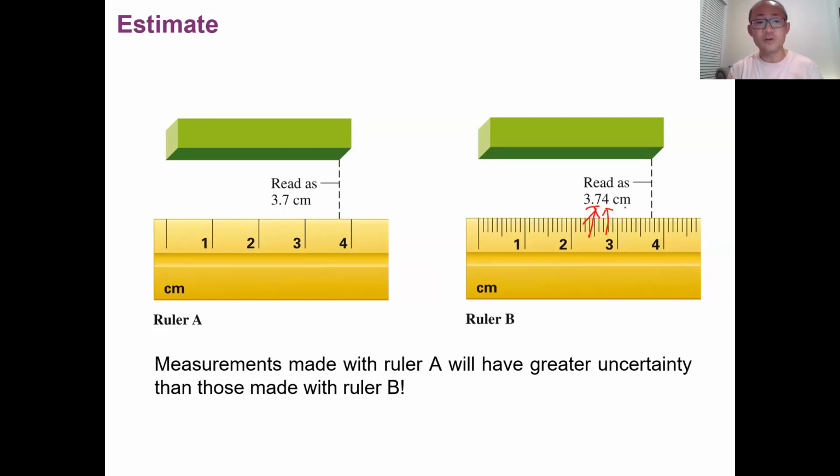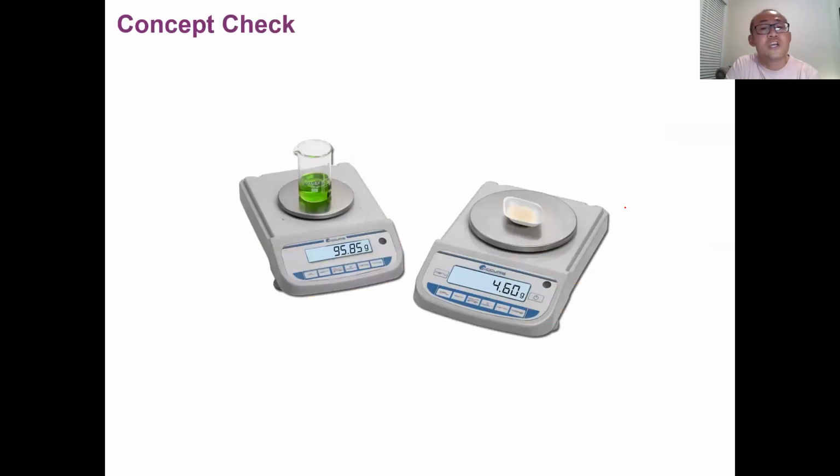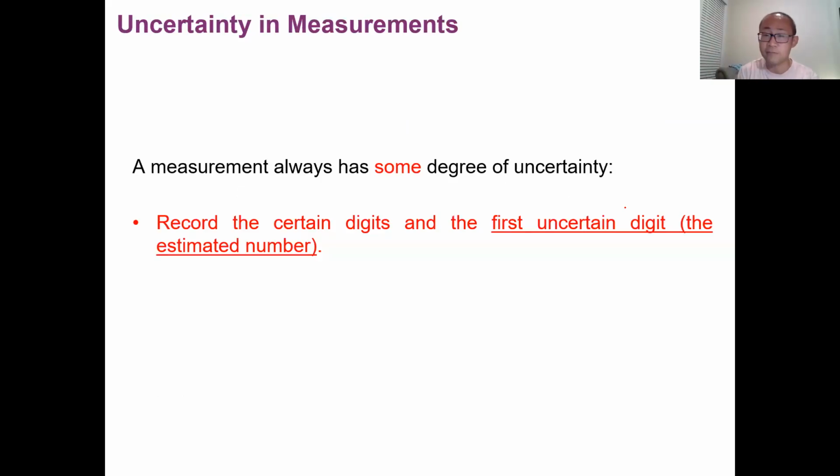Only one digit. So now we can see that because different rulers come with different uncertainty, a measurement made with ruler A will have greater uncertainty, because with ruler A you can only estimate to the what? To the 10th. But with ruler B you can actually estimate to the 100th. So different rulers have different uncertainty. The first one has greater uncertainty, but it tells us that each measurement comes with certain digits and the first uncertain digit.